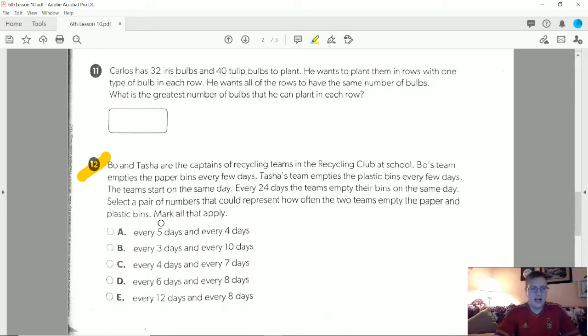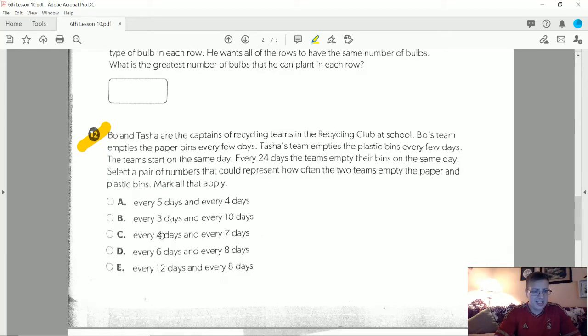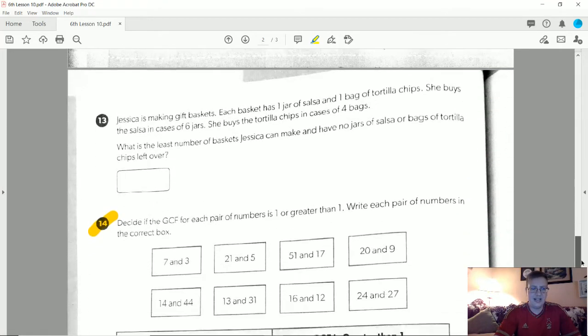So I can count by 4 to get to 24. I cannot count by 5. I can count by 3 to get to 24, but I cannot count by 10. I can count by 4 to get to 24, but not by 7. I can count by 6 and 8 to get to 24, so this one would be a correct answer. And I can count by 12 and 8 to get to 24, so that would be letter D and letter E.